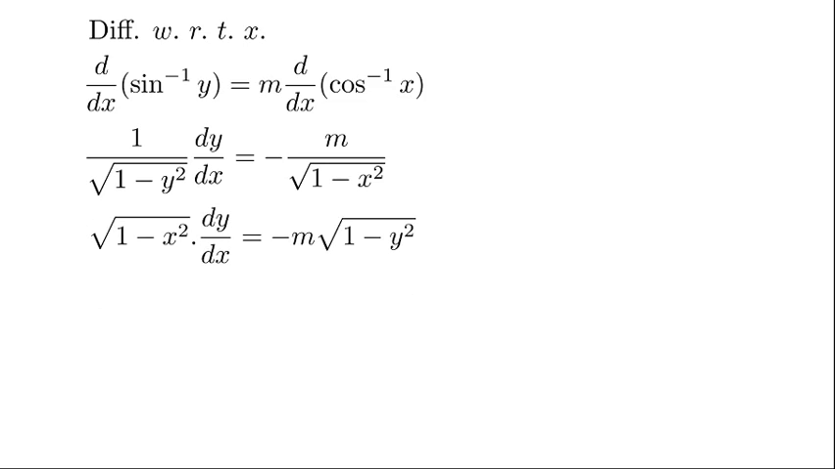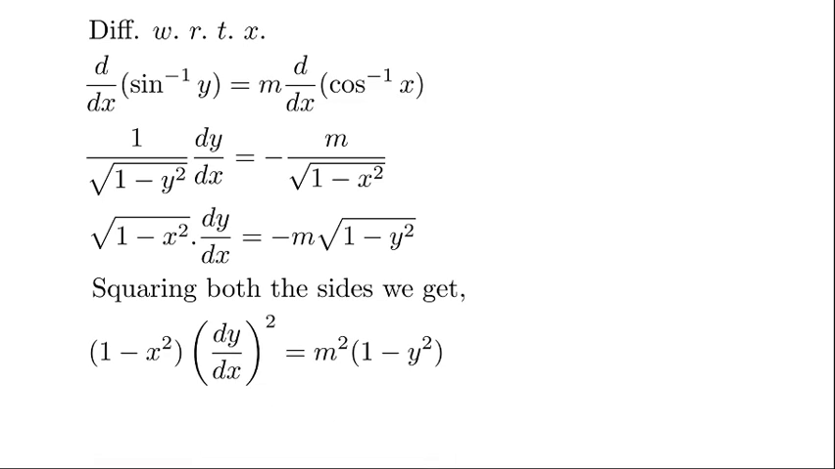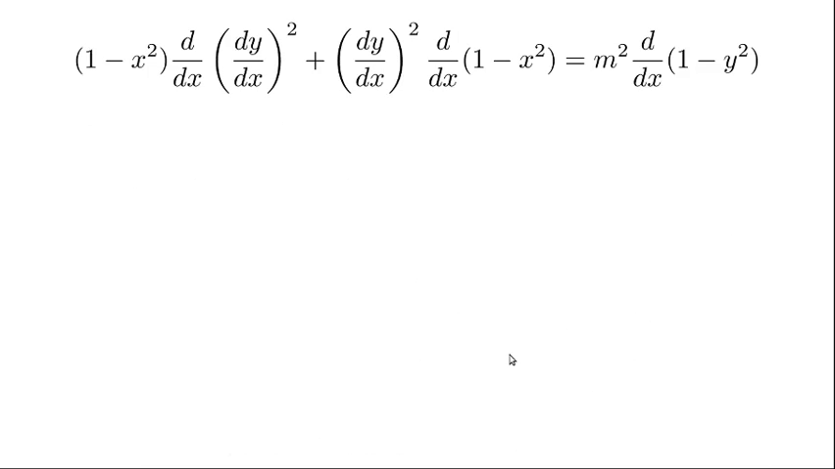To remove the radical sign, square both sides. So squaring both sides, we get (1 minus x square) into (dy by dx) whole square equal to m square into bracket (1 minus y square). Now differentiate with respect to x. In the left hand side we use the product rule, u into v rule, and in the right hand side m square is a constant, goes up. We differentiate only this, but we apply composite function rule. So (1 minus x square) into d by dx of (dy by dx) whole square plus (dy by dx) whole square into derivative of (1 minus x square), product rule. In the right hand side m square into derivative of (1 minus y square).